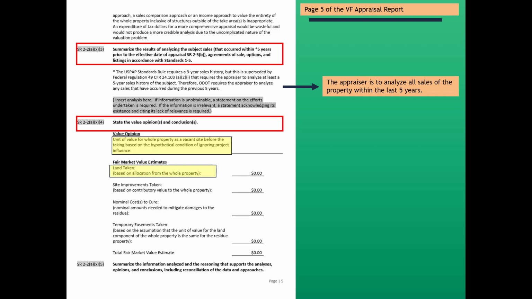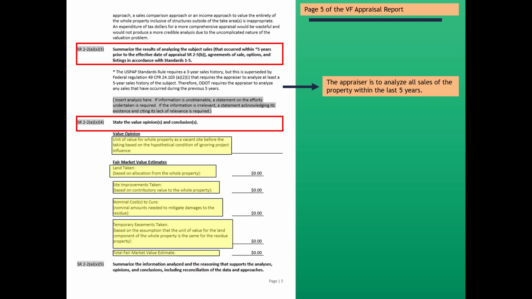Next is the allocation of that unit value to the land taken. Next would be site improvements. Their value is based on the contributory value that they would have to the whole property. Next would be any nominal cost to cure, which may be needed to mitigate damages to the residue or the potential for damages to the residue. Next are temporary easements taken. It's based on the assumption that the unit value of the land component of the whole property is the same for the residue property. And the total of all those would be the total fair market value estimate for compensation.